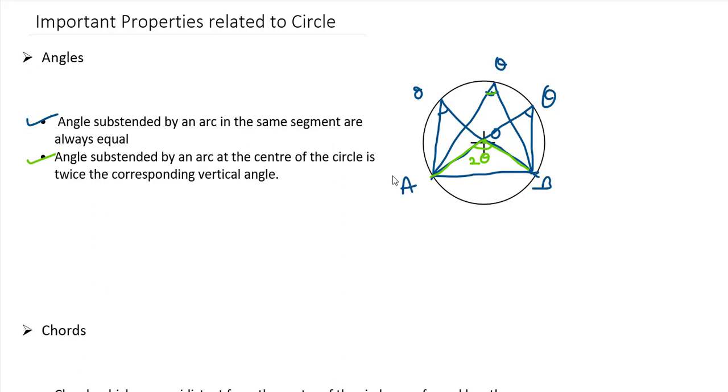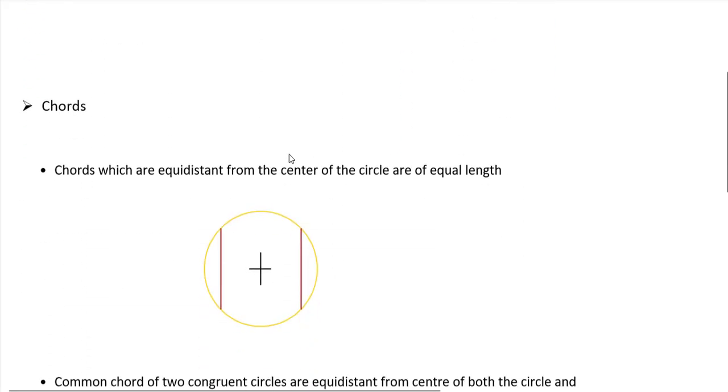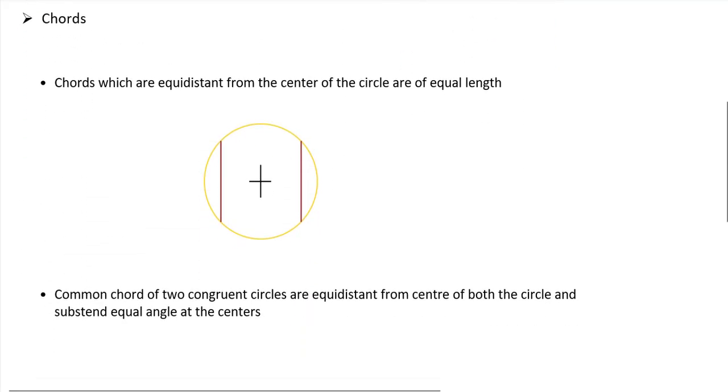Okay. Let us now see some properties related to chords. Chords which are equidistant from the center of the circle are of equal length. So if these two chords are at an equal distance, x and x, then their length will also be equal. So the length of this chord will be equal to the length of this chord. Conversely, if the lengths of two chords of a circle are equal, then they will be at equal distance from the center of the circle. Okay.